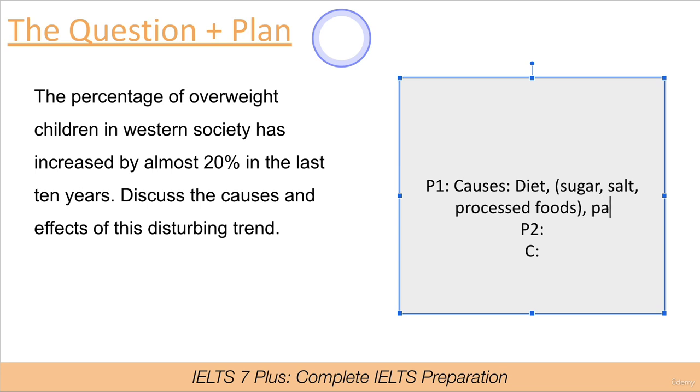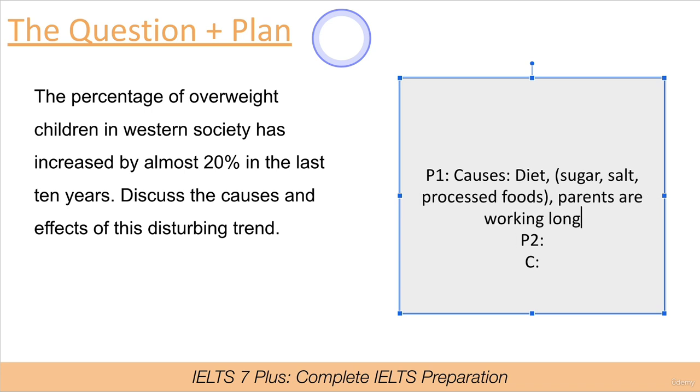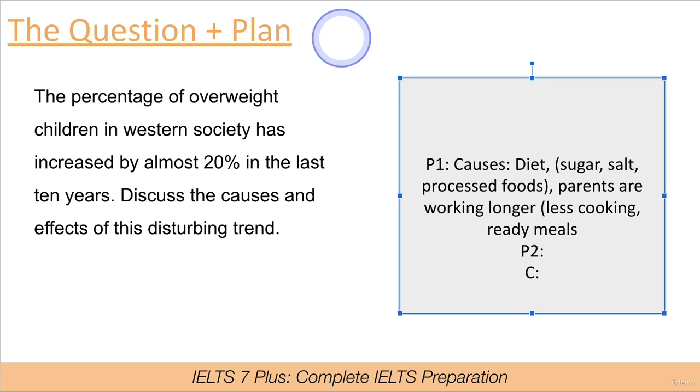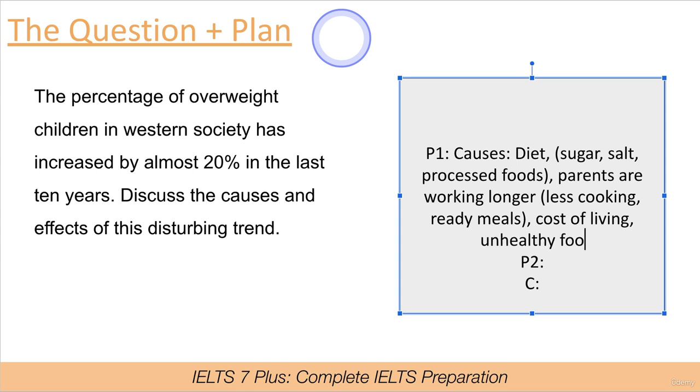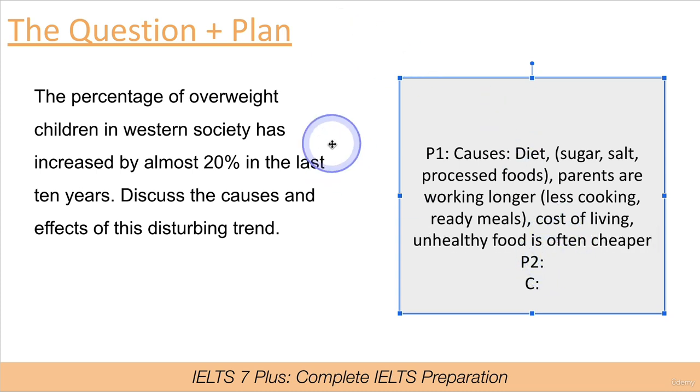And alongside this, parents or families are working longer. So that leads to no time, less cooking, and therefore ready meals are common, and these have more sugar and salt in them. Also, another cause, cost of living. And healthy food is often cheaper, so we can add that as a point as well.